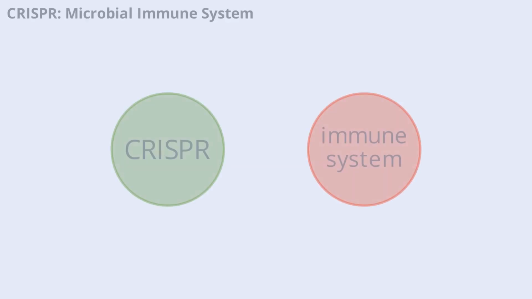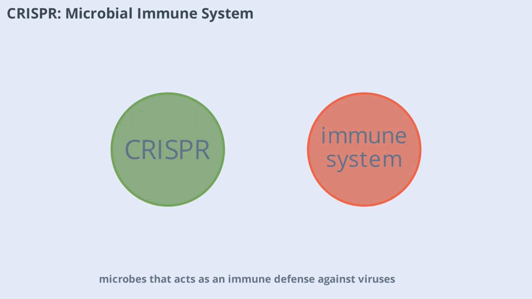CRISPR is a genetic system found in many microbes that acts as an immune defense against viruses. When a microbe survives a viral attack, it stores a piece of the virus's DNA in its own genome. If the virus attacks again, the microbe uses this stored information to recognize and destroy the invader. CRISPR has revolutionized genetic engineering, allowing scientists to edit genes with unprecedented precision.